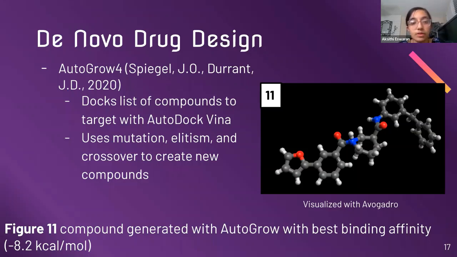So far with AutoGrow, we've gotten a couple of compounds that have slightly better binding affinities than our candidates from the clustering, from the ChEMBL dataset. Shown here is one of our best candidates, which has a binding affinity of negative 8.2. So it's not much better than the best candidate from before, which was negative 7.9. But we're still working with AutoGrow to hopefully make better compounds.